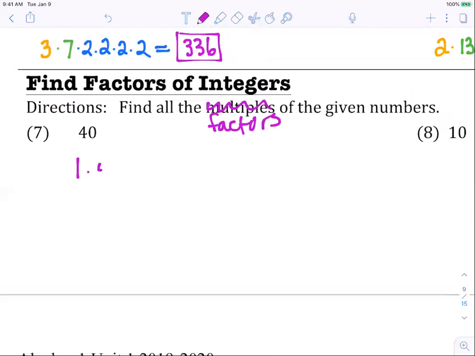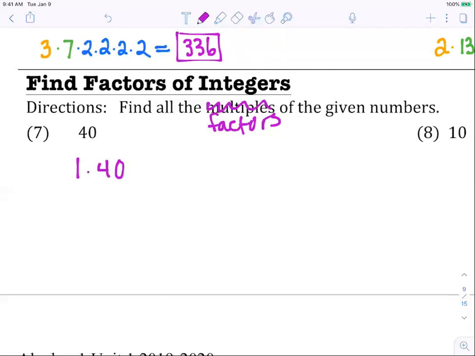Well, 1 times itself is always going to be what we call a factor pair. 1 and 40 are both factors of 40 because if you multiply them together, we get 40. But there's a lot of other numbers that do that same thing. So for example, now, if you're not sure what numbers multiply to give me 40, this is where division comes in really helpful.